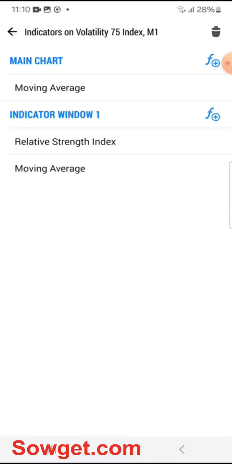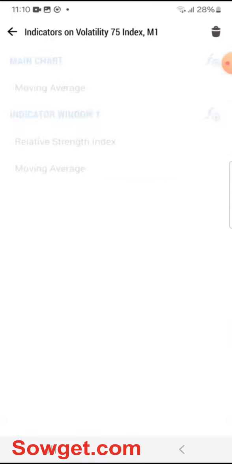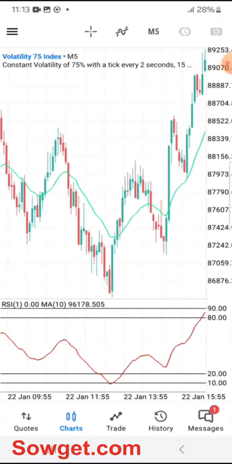Then the final indicator is the moving average. We're going to superimpose it on the RSI. So that is what you are seeing, the settings here. The period is 10, method is exponential, apply to close. 3 pixels, use a color of your choice. Once you've done that, click on save. This is exactly how your chart will look once you have successfully added the 3 indicators.